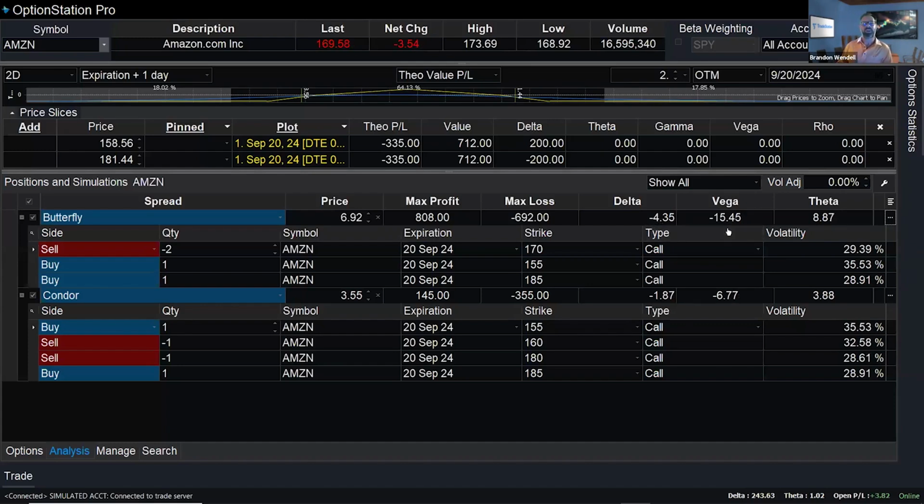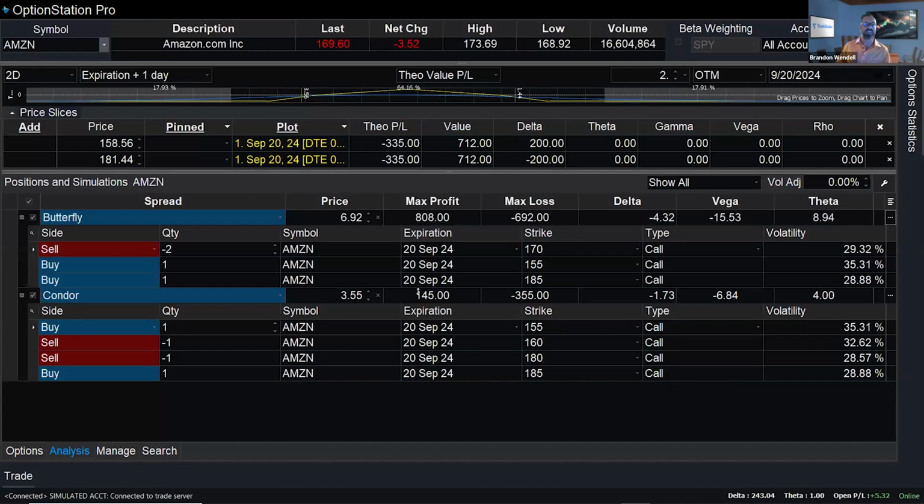Look what happened with our Vega. The condor's is 677; we've increased our volatility risk. We have a negative volatility risk, 1548 versus 678. So we're getting a bit more profit. Remember what I said before, you cannot have more profit without more risk.